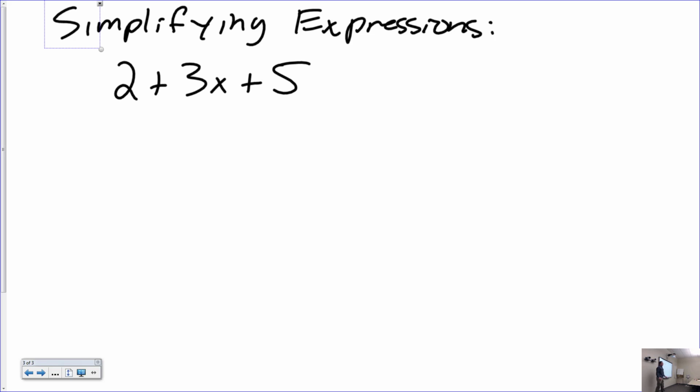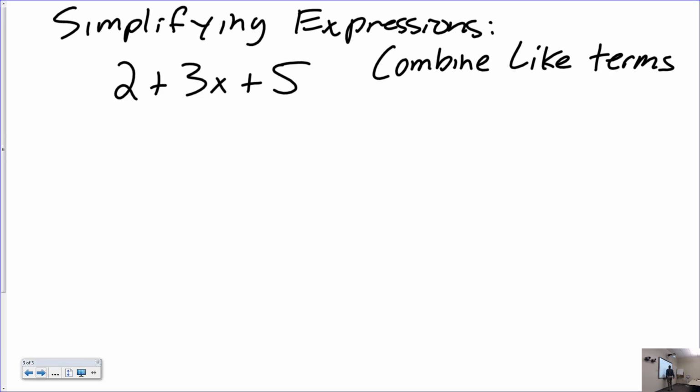if I gave you this expression, you could simplify that expression. How would you do it? Combine like terms. Combine like terms, right? This is the standard phrase that represents simplifying an expression. And what terms are like in this expression? The numbers. Yeah, the 2 and the 5.